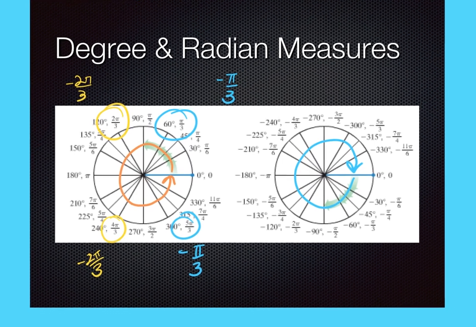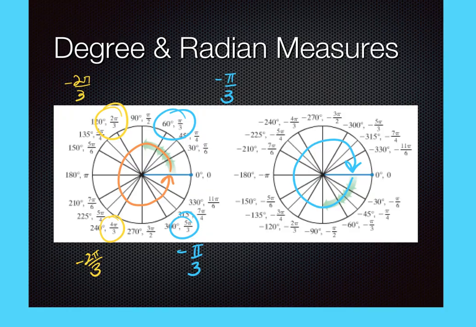Same is true for degrees. So in degrees or in radians, you can find it where it's positive and then literally fold it top to bottom, and that's where it's negative. Or you can move in a clockwise direction. It's totally up to you.